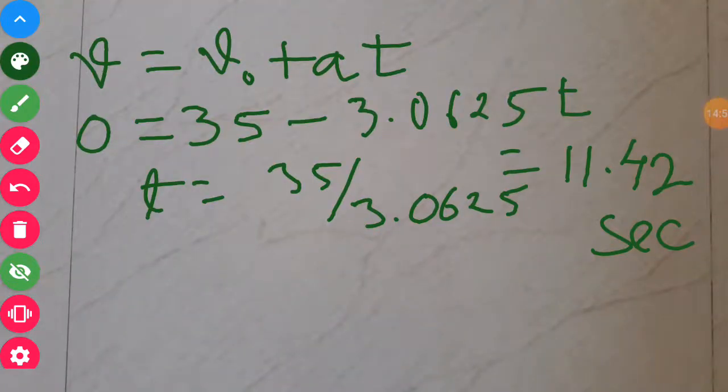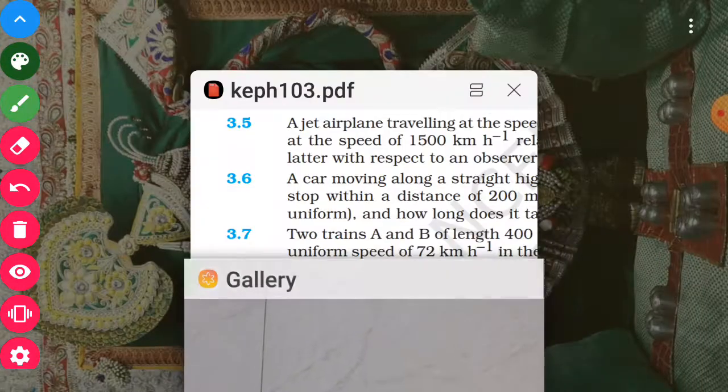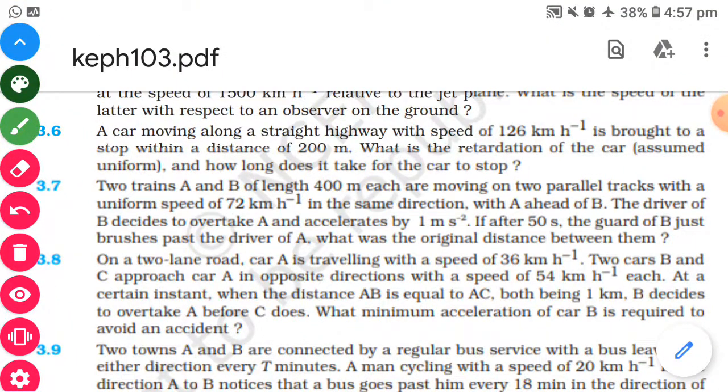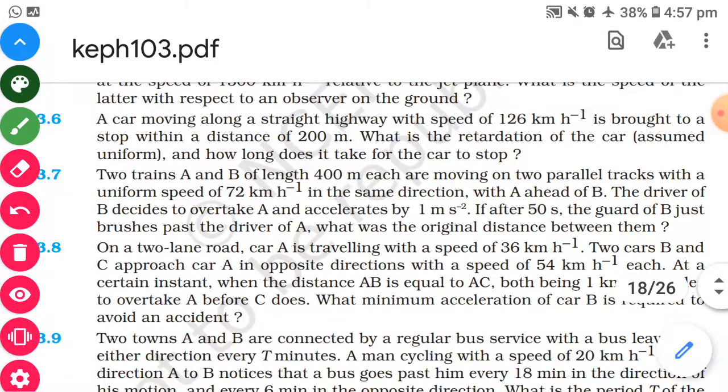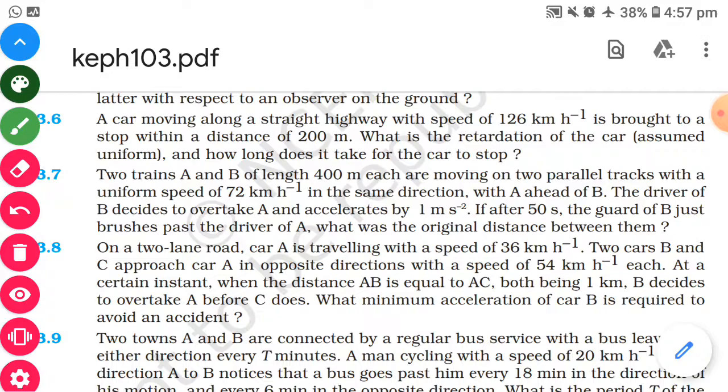Now we talk about numerical number 3.7. The data is given like this. Two trains A and B of length 400 meter each are moving on two parallel tracks with a uniform speed of 72 km per hour in the same direction. That is the main point here: both are moving in the same direction with A ahead of B. One has to be ahead.